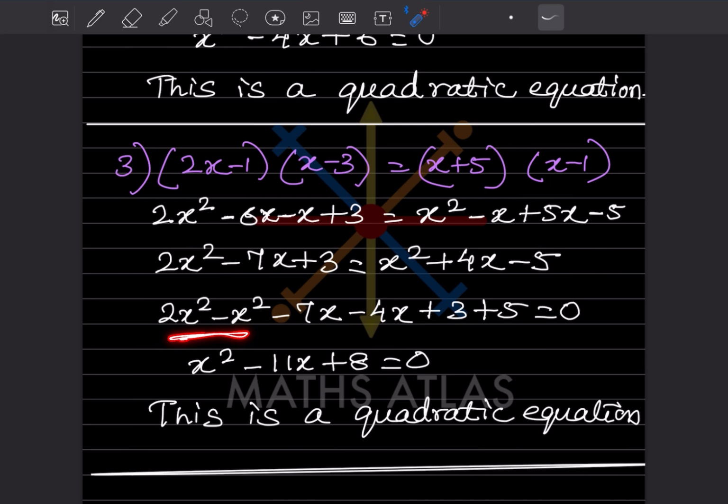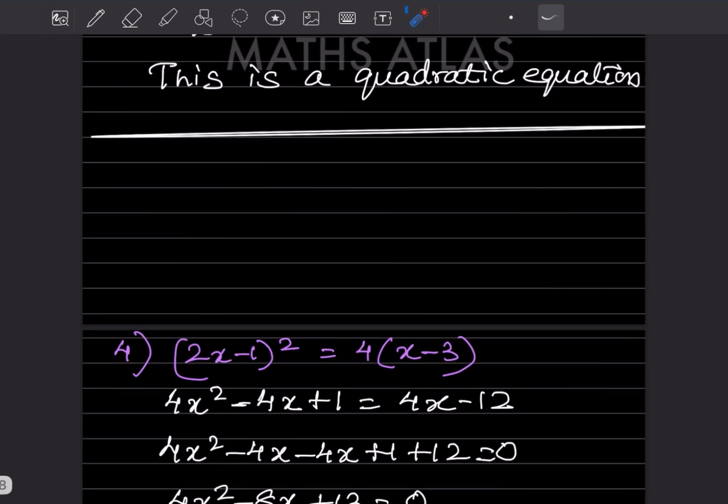So now you can see 2x square minus x square means that is going to be x square. Minus 7x minus 4x, that is going to be minus 11x. Plus 3 plus 5, that is going to be plus 8 is equal to 0. So now you can see the highest degree is 2. So this is a quadratic equation.